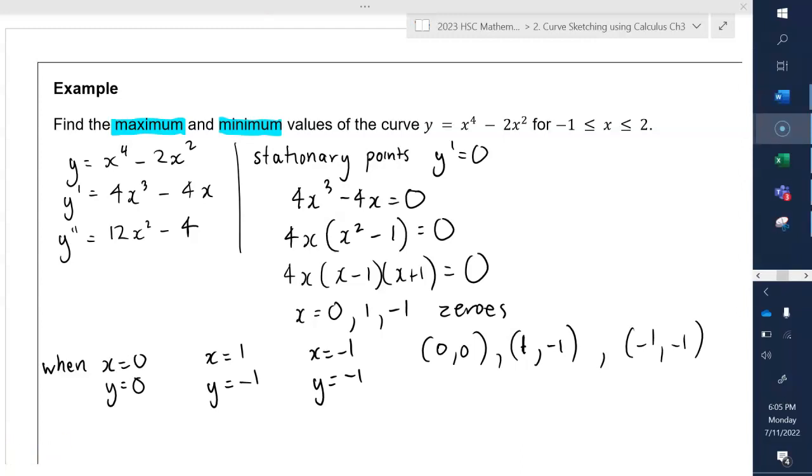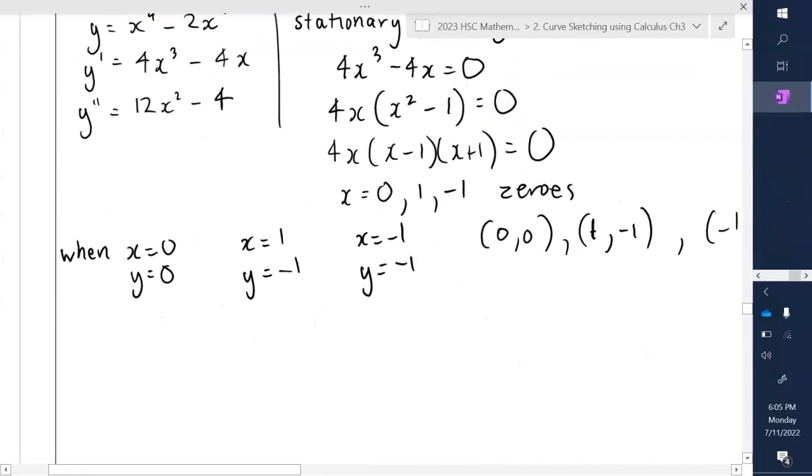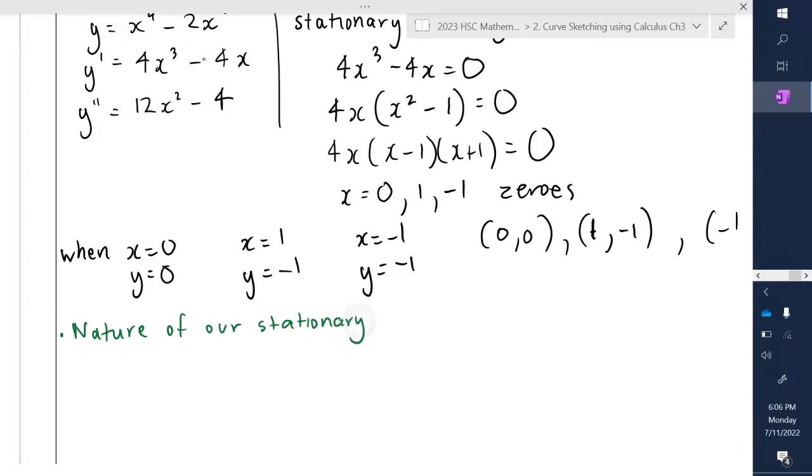Now, before we can do anything else, we need to figure out the nature of these three points to decide whether or not we've got maximums or minimums or possibly even inflection points. So that's what our next step is going to do. I will change the color so we can see that that's our next step. So let's find the nature of our stationary points. That's just finding out what type of stationary point it is. And how do we do that? We're going to use y double dash.